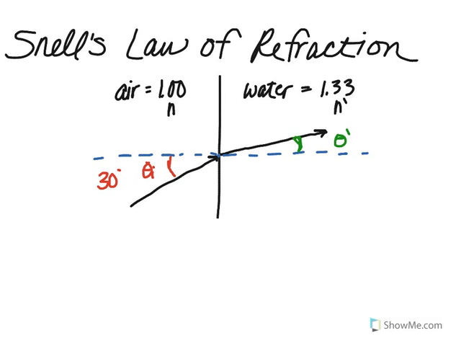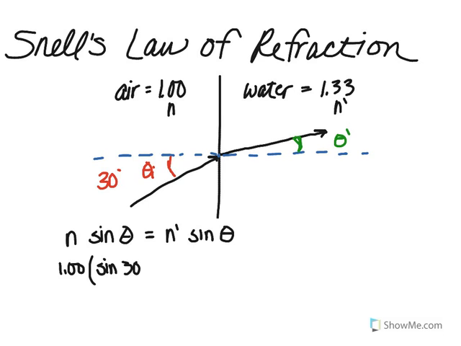So we use our formula. n times sine of theta equals n prime sine of theta prime. So here we have 1 times the sine of 30 degrees equals 1.33 times the sine of theta prime. And if you plug your numbers into the formula and solve for theta prime, you find that the angle of refraction is equal to 22.03 degrees.